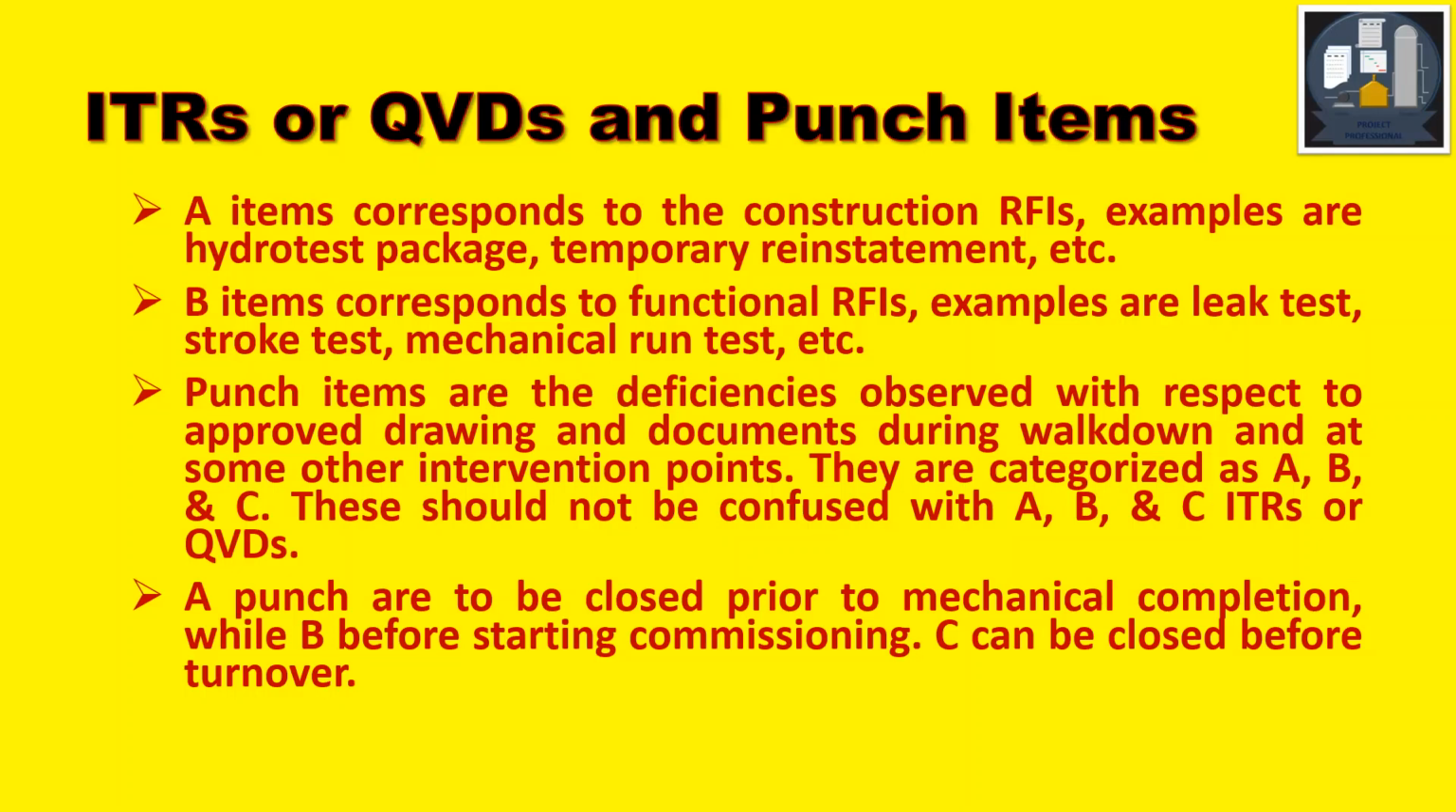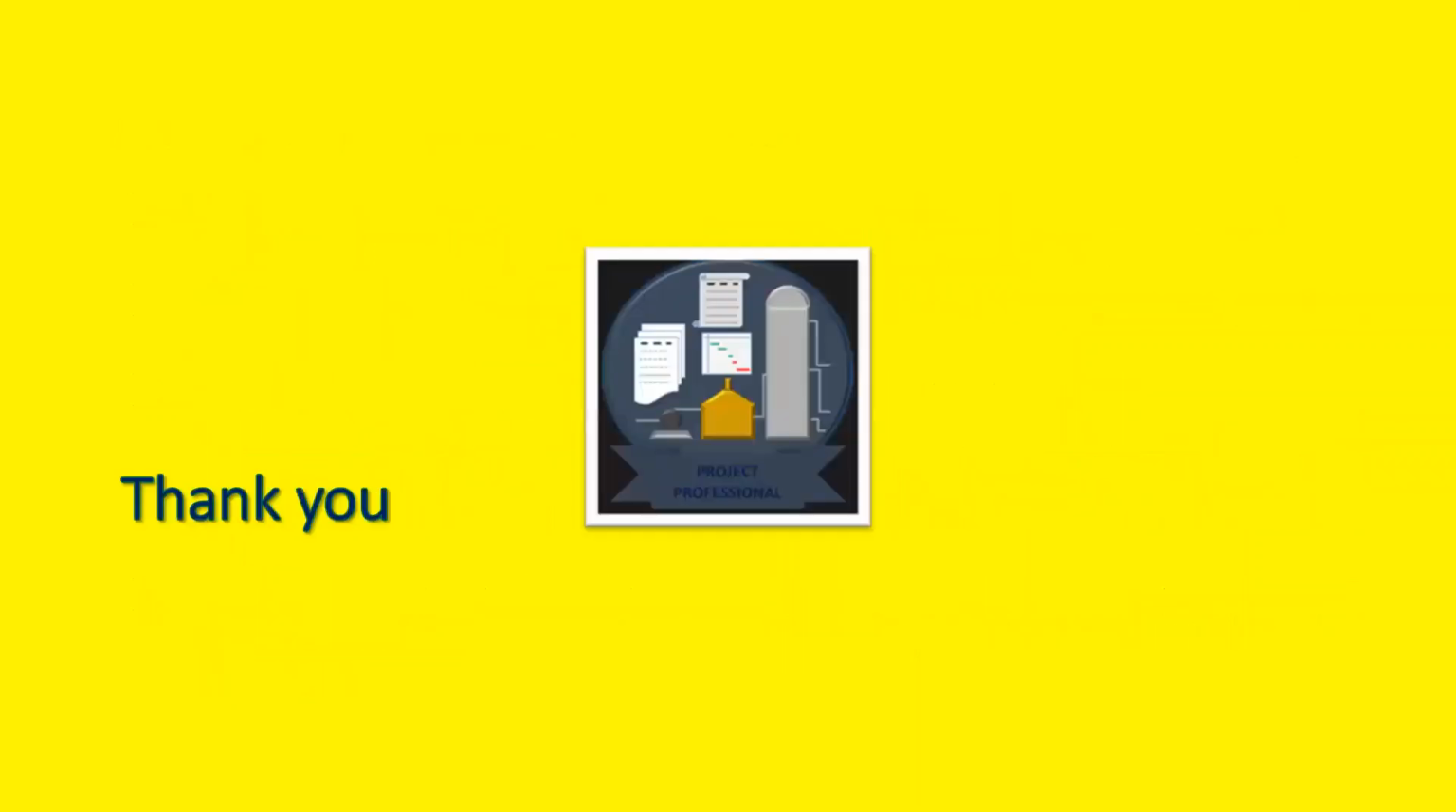Punch items are the deficiencies observed with respect to approved drawings and documents during walkdown and at some other intervention points. They are categorized as A, B, and C. These should not be confused with A, B, and C ITRs or QVDs. A punches are to be closed prior to mechanical completion, while B punches before starting commissioning, and C can be closed before the turnover. So this is the sequence.